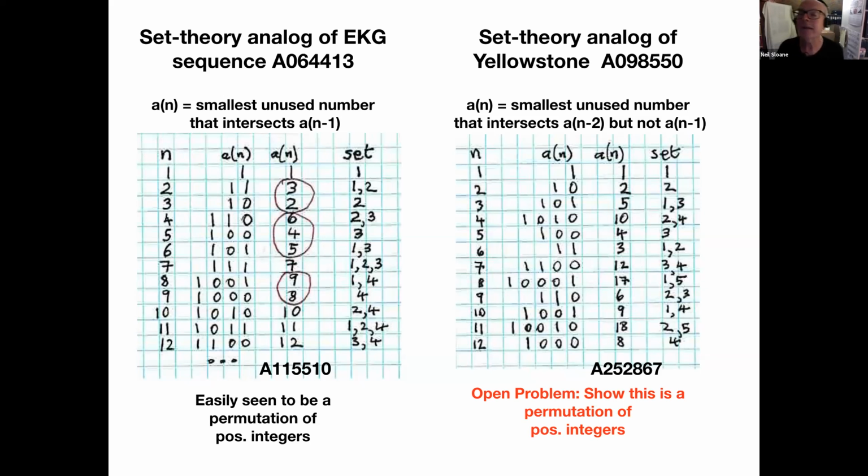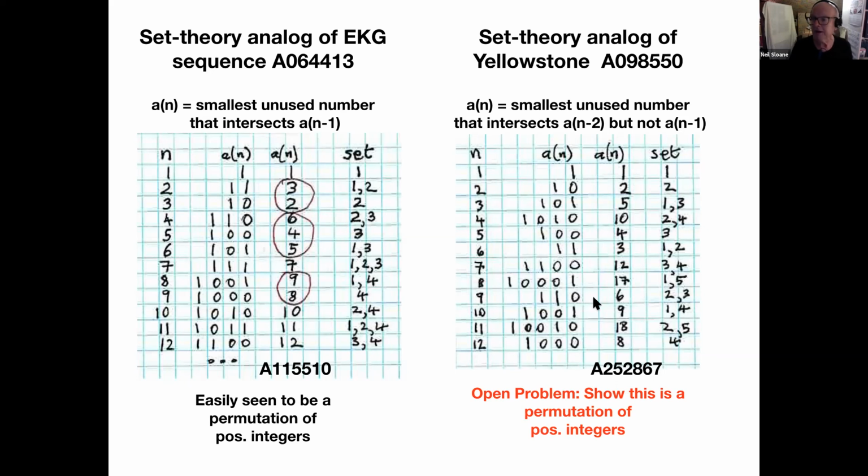Now, when we do the same thing for the Yellowstone, it turns out to be surprisingly difficult. We know that the ordinary version of the Yellowstone is a permutation. Every number appears. When you look at the set theory version, it goes 1, 2, 3, 5, 10, 4, 8, and we have not been able to prove that every number appears. This has been around for a while, sequence 252867. I wish somebody would solve this one too.